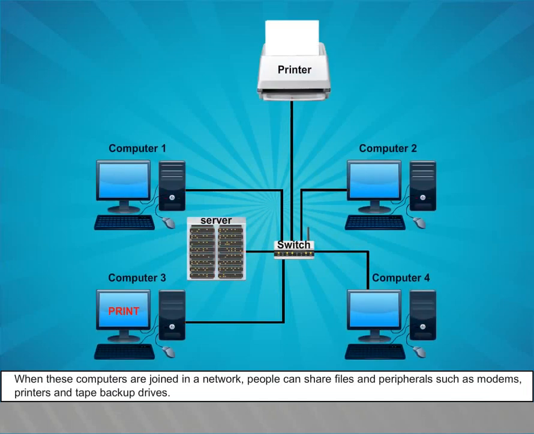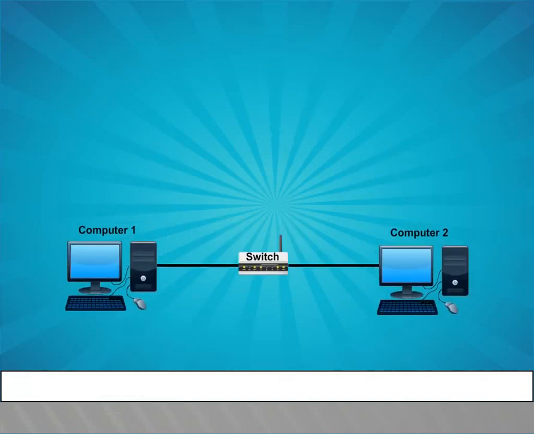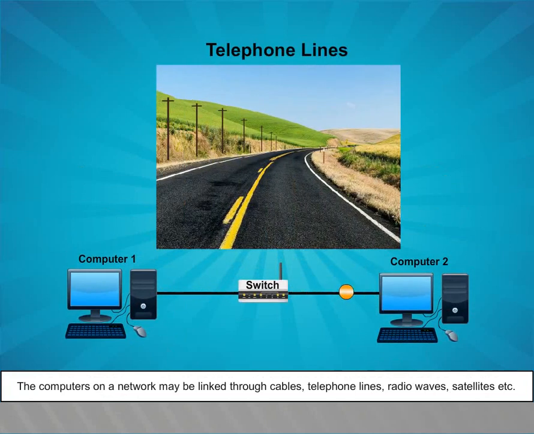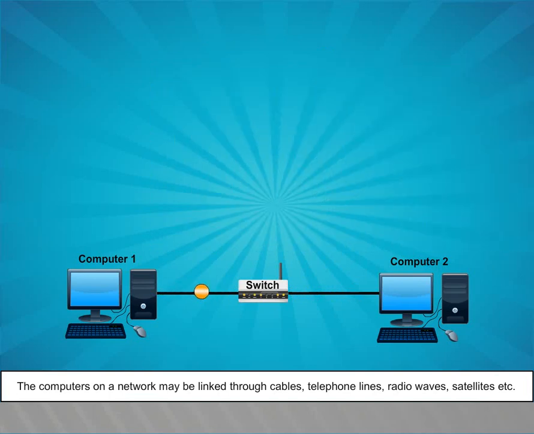When these computers are joined in a network, people can share files and peripherals such as modems, printers, and tape backup drives. The computers on a network may be linked through cables, telephone lines, radio waves, satellites, etc.